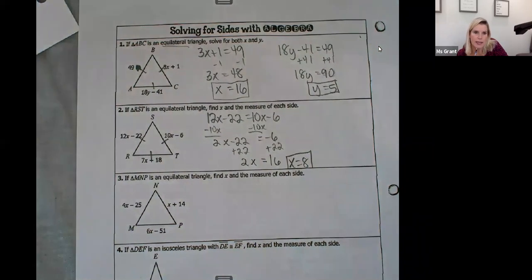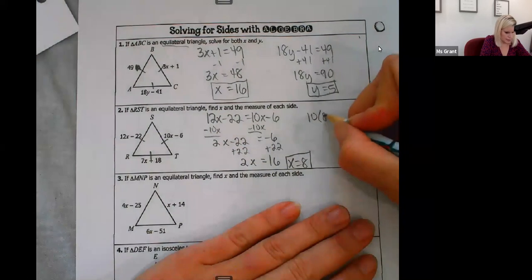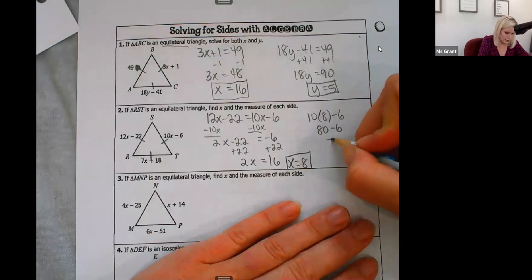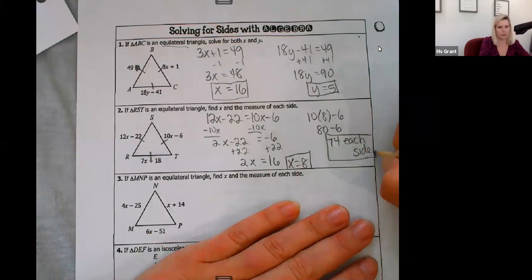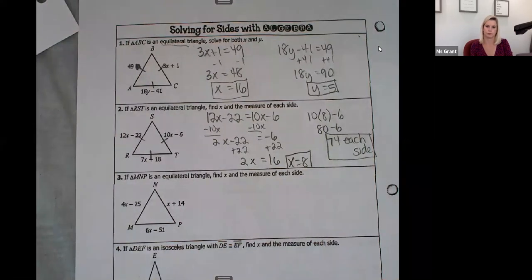Now, all the sides are the same size, which means that I can then use the 8 and plug it into any side that I want. It doesn't matter. Whatever. 10 times 8 minus 6. 80 minus 6, 74. Is each side. Questions so far?